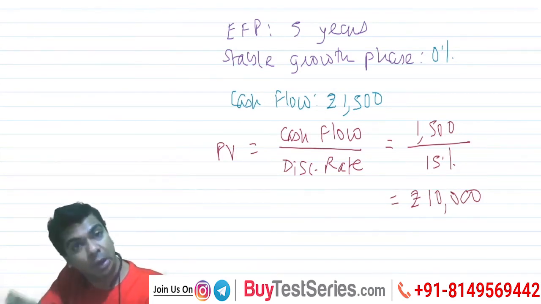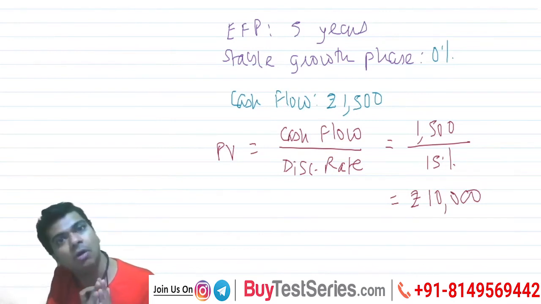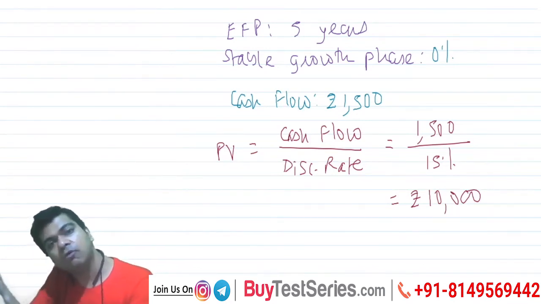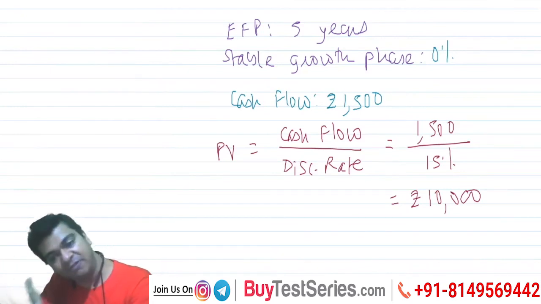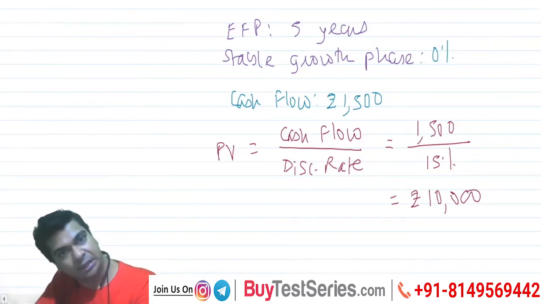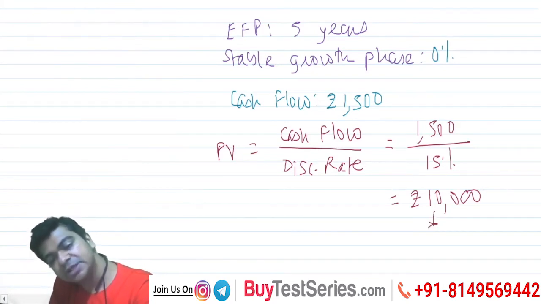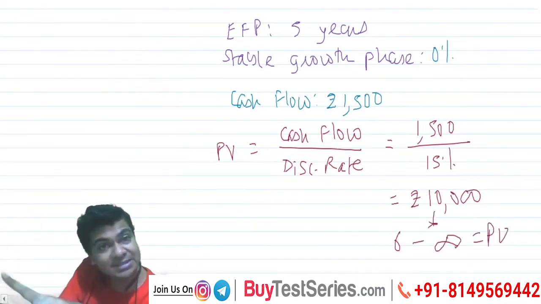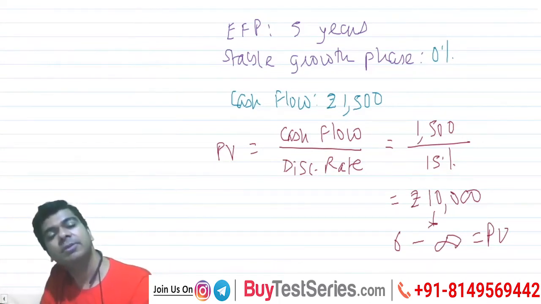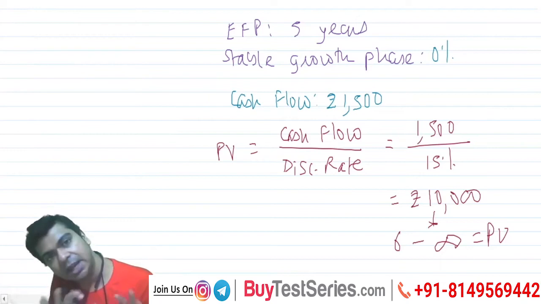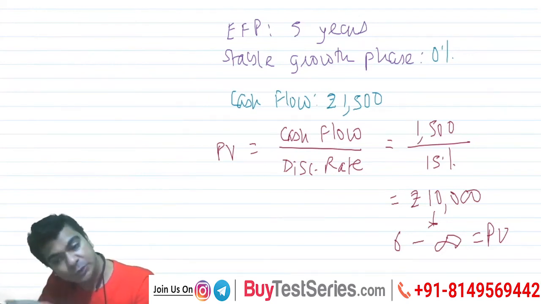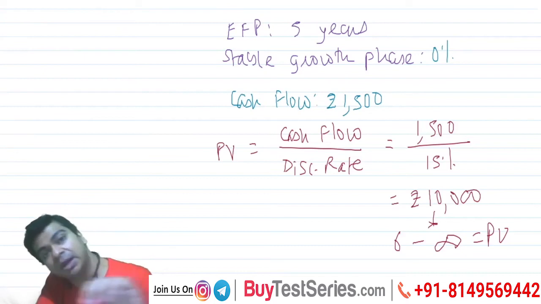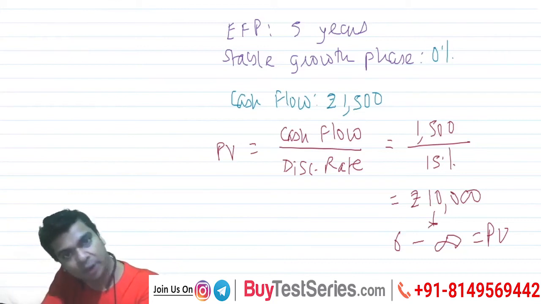This 10,000 we will call continuing value, horizon value, or terminal value. Out of all the three, the most popular term is continuing value. So we can say continuing value is 10,000. What is this 10,000? It is the present value of all cash flows from year 6 till infinity. Once you get the continuing value, you will know the value of the cash flows for the period after the end of the explicit forecast period.